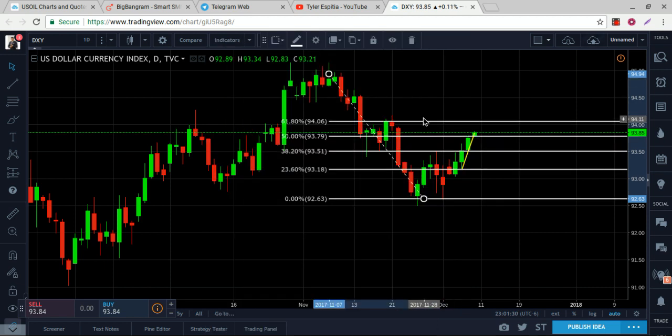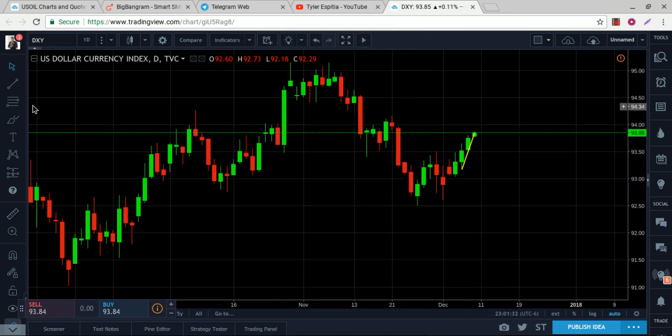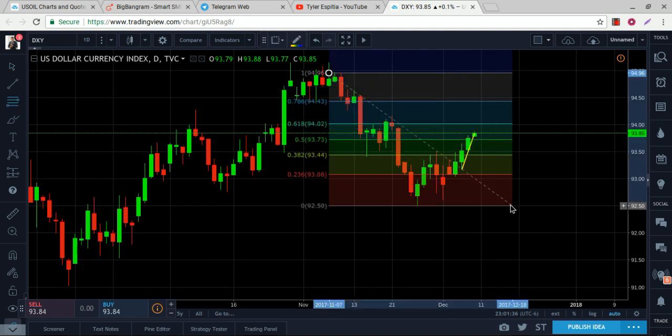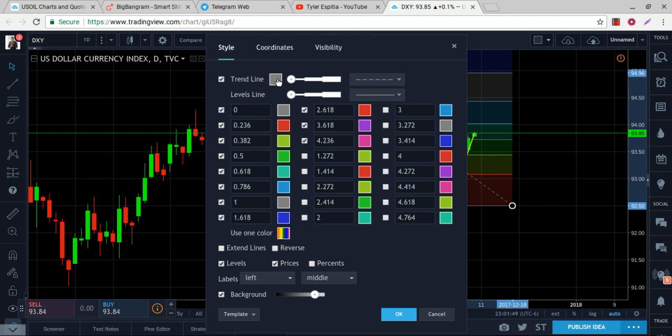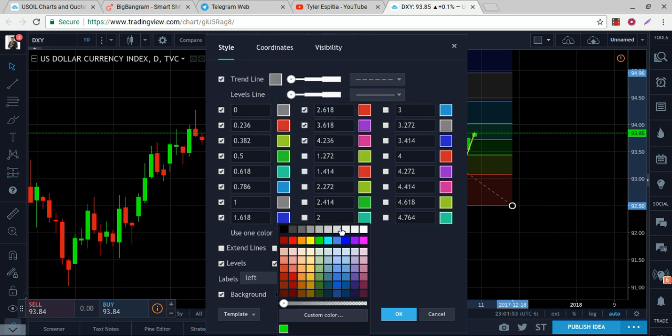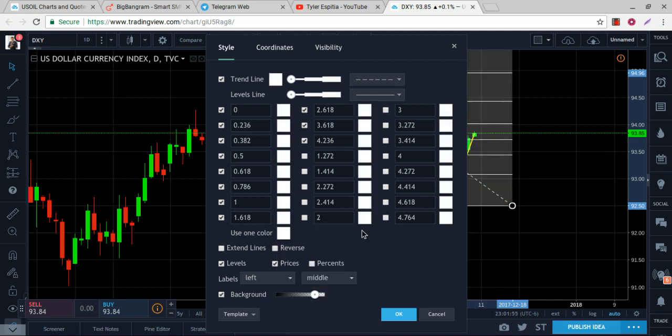So when you guys set a Fibonacci retracement, let's go ahead and redo it. Boom. Yours is going to look like this. It's going to look like a rainbow and it's going to confuse you. One of the things that you want to do is send it to the back. So we sent it to the back. You want to double click on the Fibonacci retracement and use one color for everything. I like my screen dark in the back, so I use white for everything.